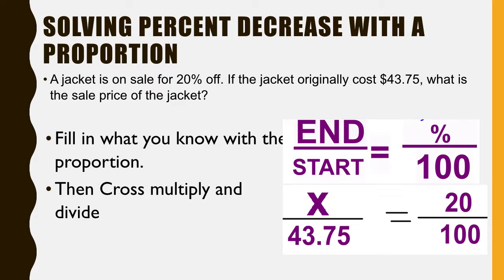Just like with increase, you fill in what you know with the proportion. The proportion's the same. Your ending price over your starting price equals percent over 100. You fill in what you know. We don't know the sale price. That will be the end over 43.75, which is what it starts out as. 20 is our percent over 100. Then we have to cross, multiply, and divide. Make sure you're copying this in your notebook to use as an example.